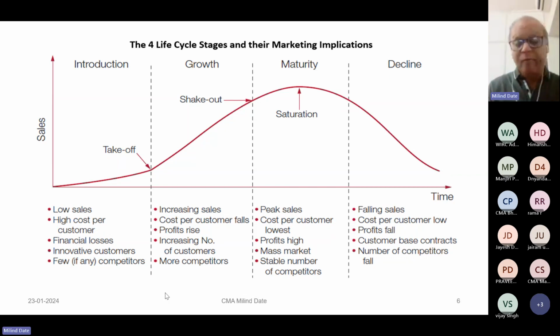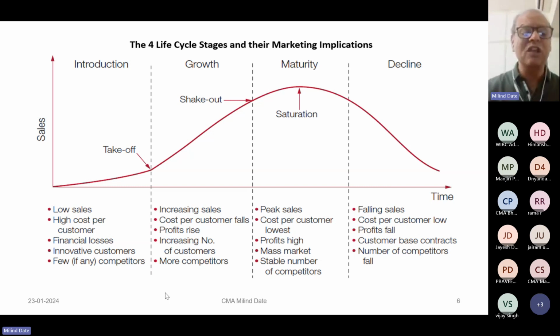So there could be some kind of a competition. As you start growing, your market share may go up, so your revenue goes up, cost per customer may come down, cost per unit of product may come down, profits will rise, customer base will increase. And if there are lower barriers to the industry, competition will start kicking in.